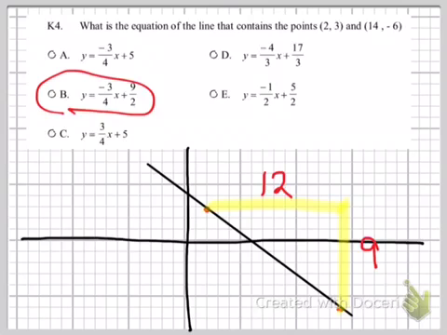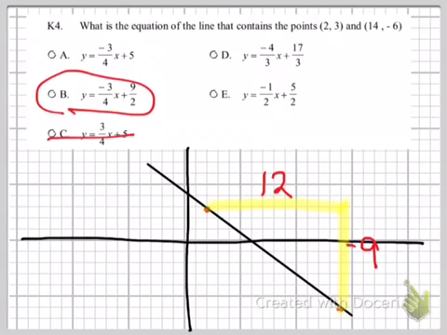Number 4, what is the equation of the line that contains the points (2, 3) and (14, negative 6)? So what I did was I graphed my points and I connected them with a line. I drew my right triangle, counting my rise and my run, and I know that negative 9 is my rise and positive 12 is my run. So my slope would be reduced to negative 3/4.